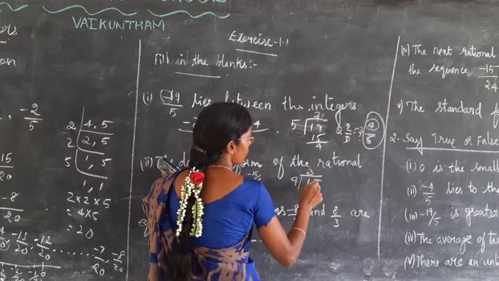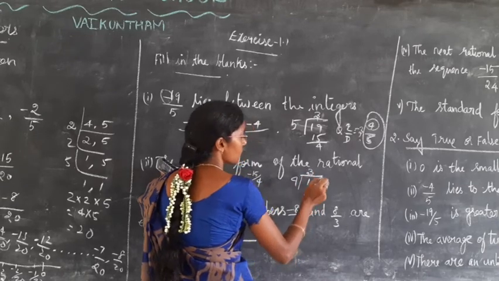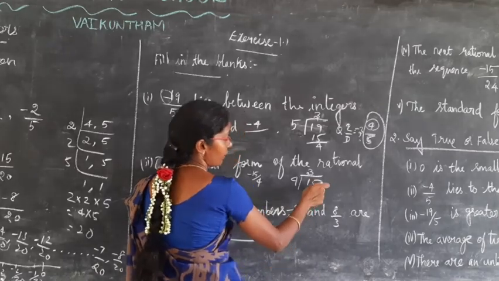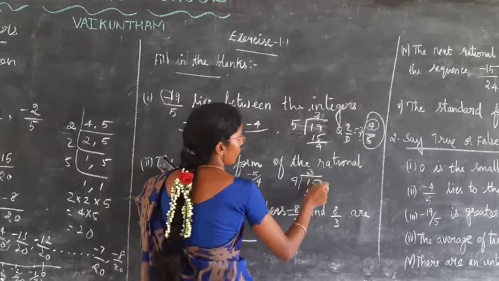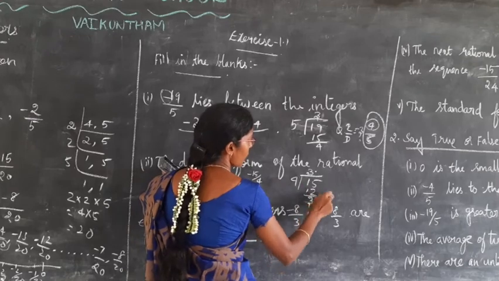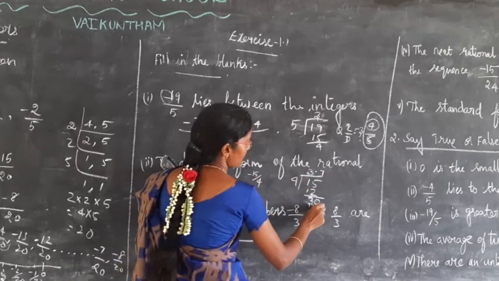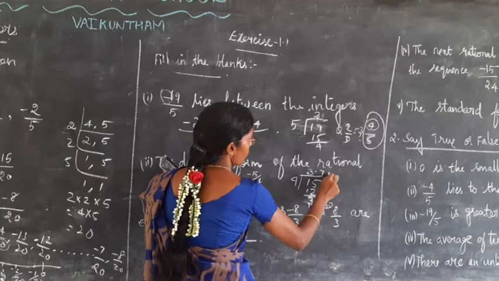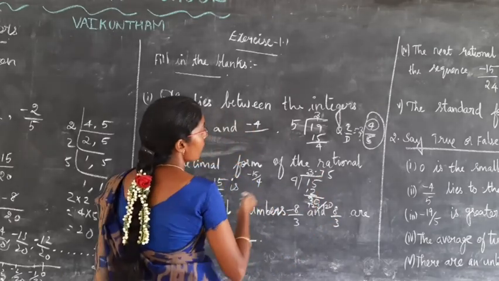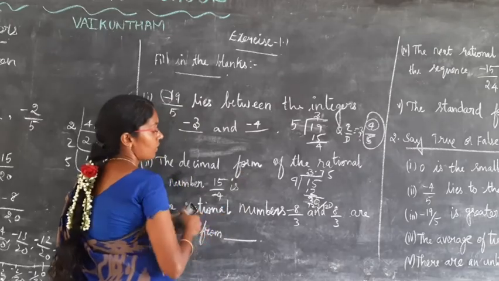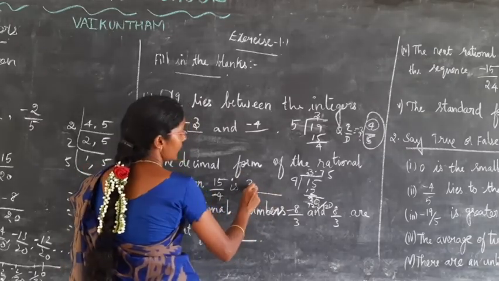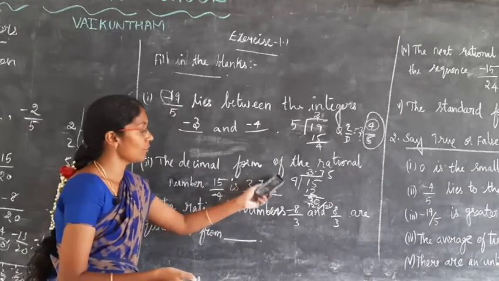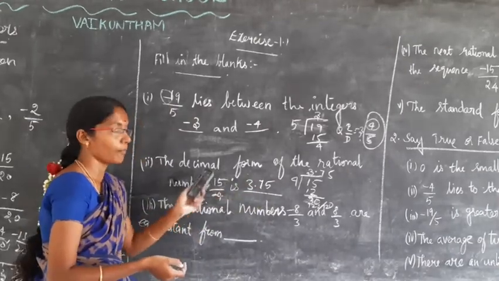So 3 4s are 12. Remainder 3. 15 minus 12, 3. So next one, 0.0, 7 4s are 28. Remainder 2. Point already you have. So 5. So 3.75. What is the decimal part? 3.75. So this is the decimal part. This is the fractional part.